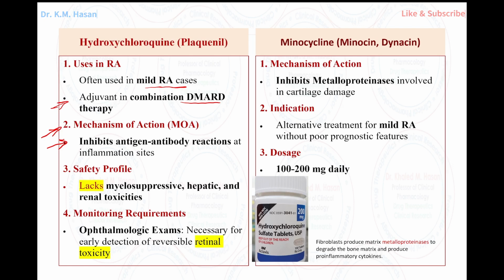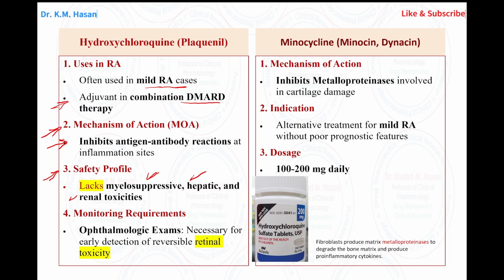Safety profile for hydroxychloroquine: they said hydroxychloroquine lacks a myelosuppressive effect. This is important. There's no myelosuppressive effect, and it lacks hepatotoxicity or renal toxicity. So this is the advantage for hydroxychloroquine. No myelosuppression, no hepatic toxicity, no renal toxicity.